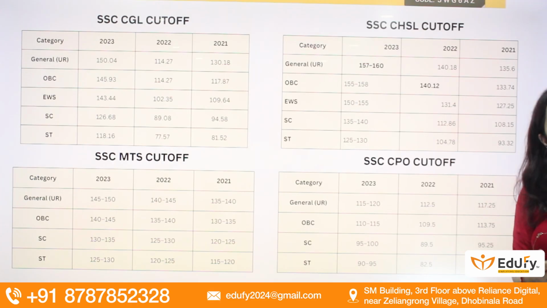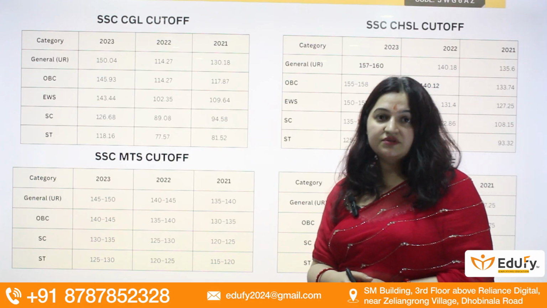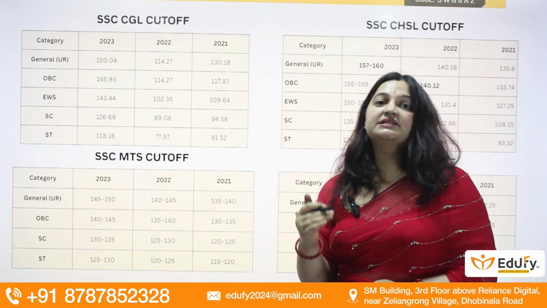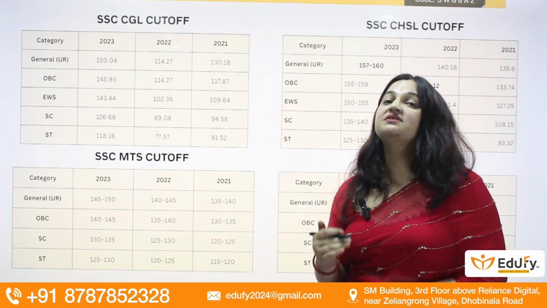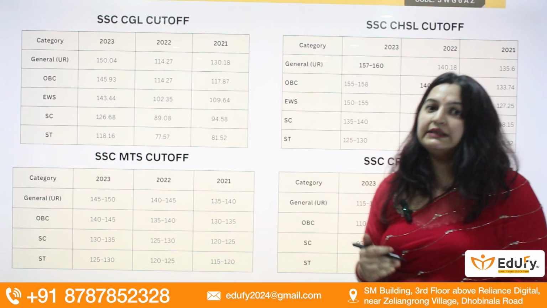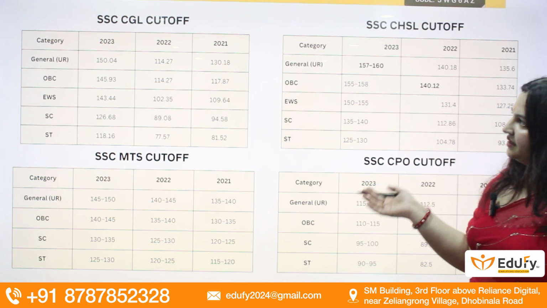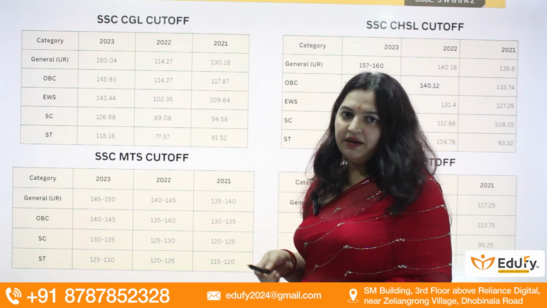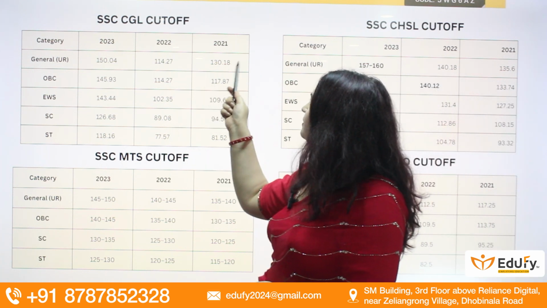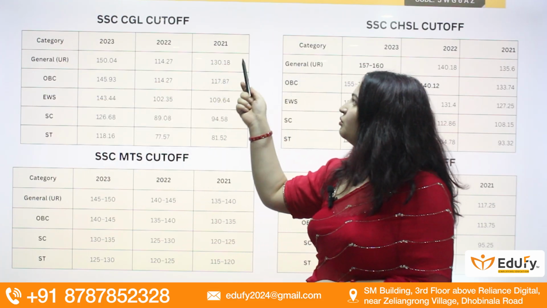So before aspiring for this paper, you should also see the current trends of the cutoffs. We have seen the eligibility criteria, exam pattern. We have seen the various stages of examination in the pattern and the syllabus. Now let us have a look at the cutoff for different categories. For example, CGL exam, graduate level exam, 2021. In 2021, you will see for general unreserved category, 130.